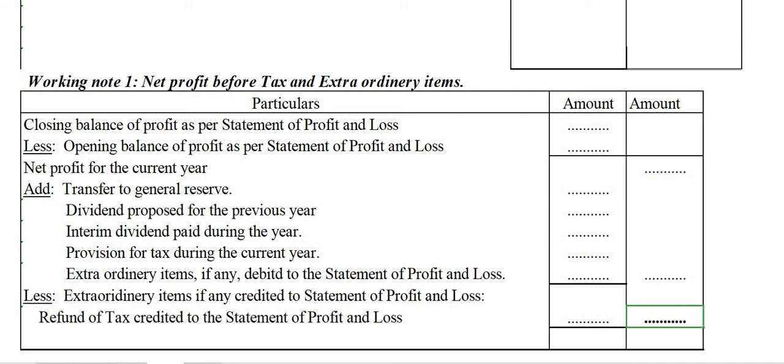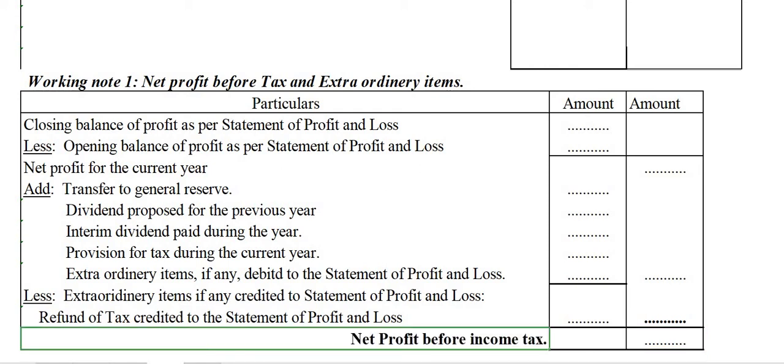And we'll add all these things. That means from this total amount we have to deduct this one. Then we will get the total of profit. What is that? Total of net profit before income tax. Okay. So this is the profit. That means net profit before tax and extraordinary items. This is the item for that. So net profit before income tax and extraordinary items.